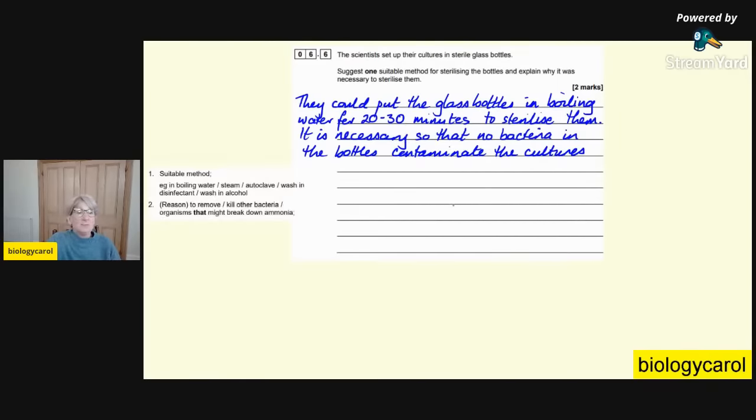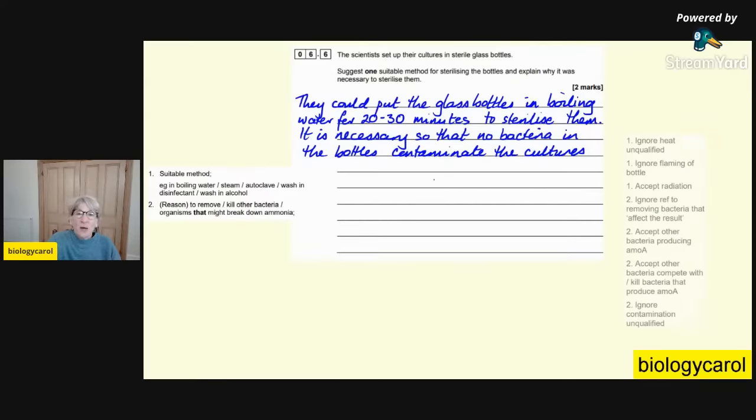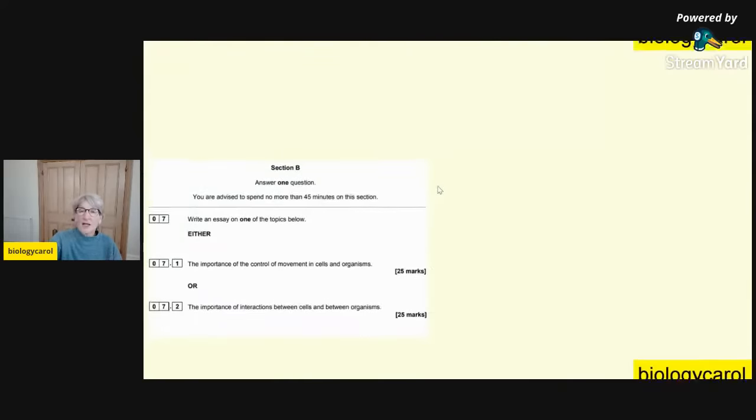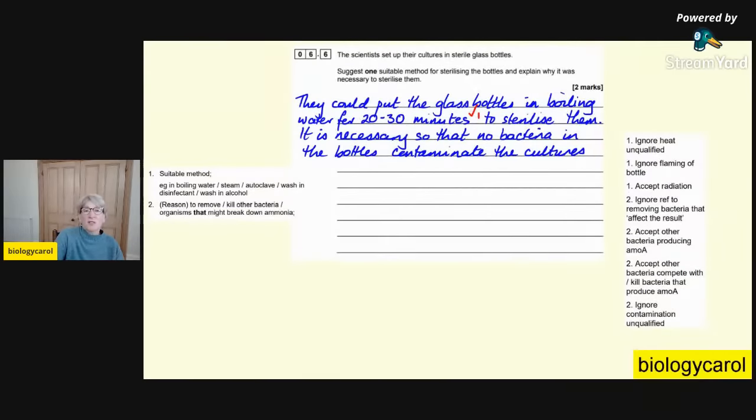Here's the mark scheme. So I got mark point 1, but I don't think I would have got mark point 2.